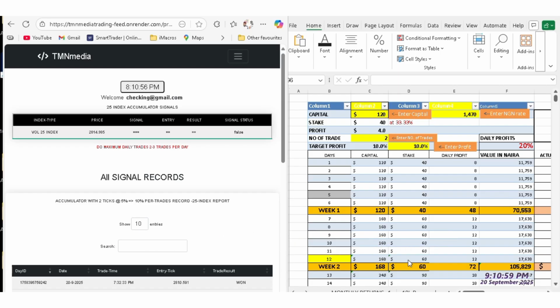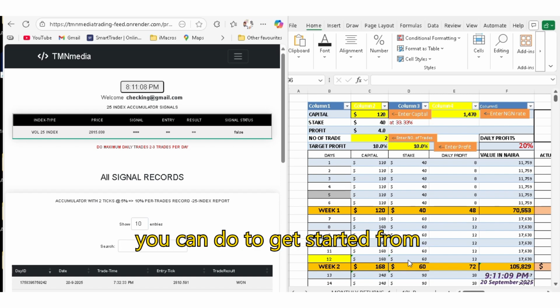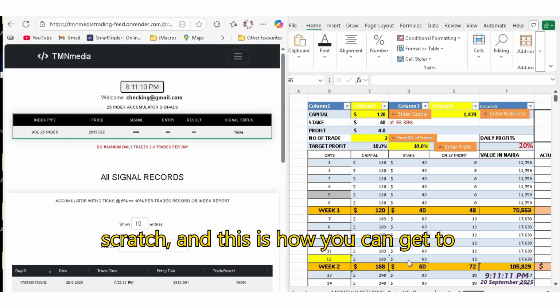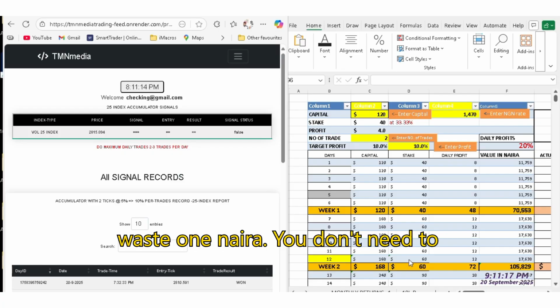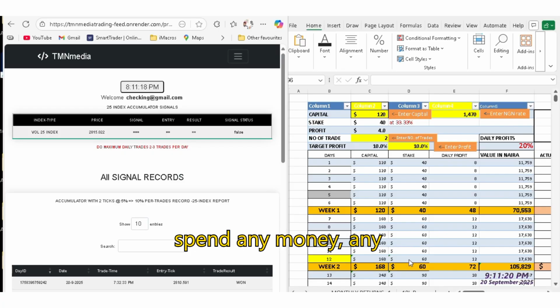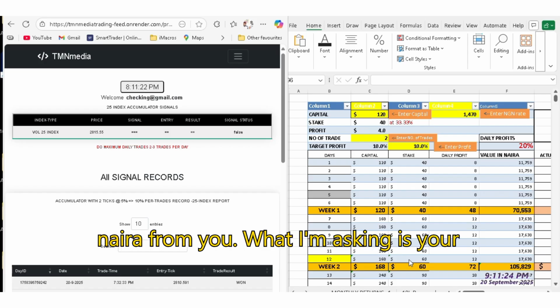It's very simple. I don't have time to waste. I don't even have time to teach anymore. But I can show you what you can do to get started from scratch. And this is how you can get to do it. You don't need to waste 1 naira. You don't need to spend any money, anyhow, anything. I'm not even asking for 1 naira from you.